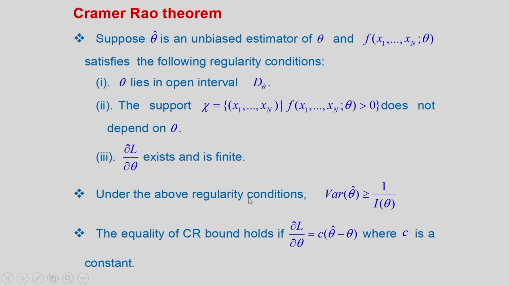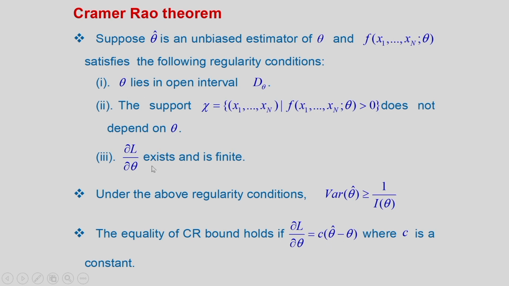Under the above regularity conditions, variance of theta hat is greater than or equal to 1 by I theta, where I theta is the Fisher information statistic. This is the Cramer-Rao bound. The equality of the bound holds if del L del theta is equal to a scalar multiple of theta hat minus theta, that is C times (theta hat minus theta), where C is a constant scalar. It may be a function of theta, but it does not involve theta hat.